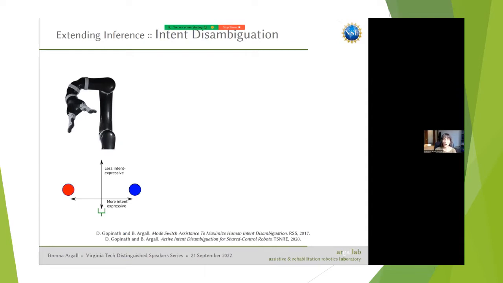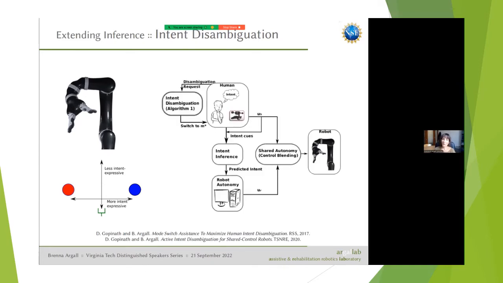That there are axes of motion that are more expressive with respect to revealing the human's intent versus less expressive. And so an example right here is, the green at the bottom of the screen is the robot gripper. You can see the red and the blue are two goals that you're trying to achieve. Translation in the X dimension is much more intent expressive, or has much more intent information in it, than translation in the Y dimension. And so our idea with this work was to actually allow the robot to take a step where they put the human into the maximally disambiguating control mode.